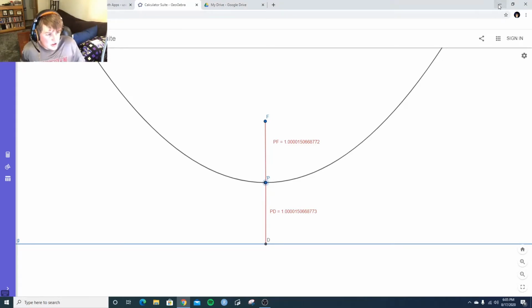Okay, so let's notice that the vertex is always directly in between the focus and the directrix. Now, one thing that is important to know is that our focus is always inside the curve. So if the curve is opening downward like this, the focus is going to be underneath and the directrix will be above. This focus is always inside of the curve. So if it was facing downward, our focus would be down here and our directrix would be up here.